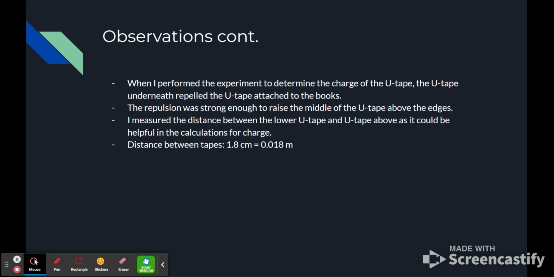When I performed the experiment to determine the charge of the U-tape, the U-tape underneath repelled the U-tape attached to the books. The repulsion was strong enough to raise the middle of the U-tape above the edges. I measured the distance between the lower U-tape and the U-tape above it, as it could be helpful in the calculations for charge.